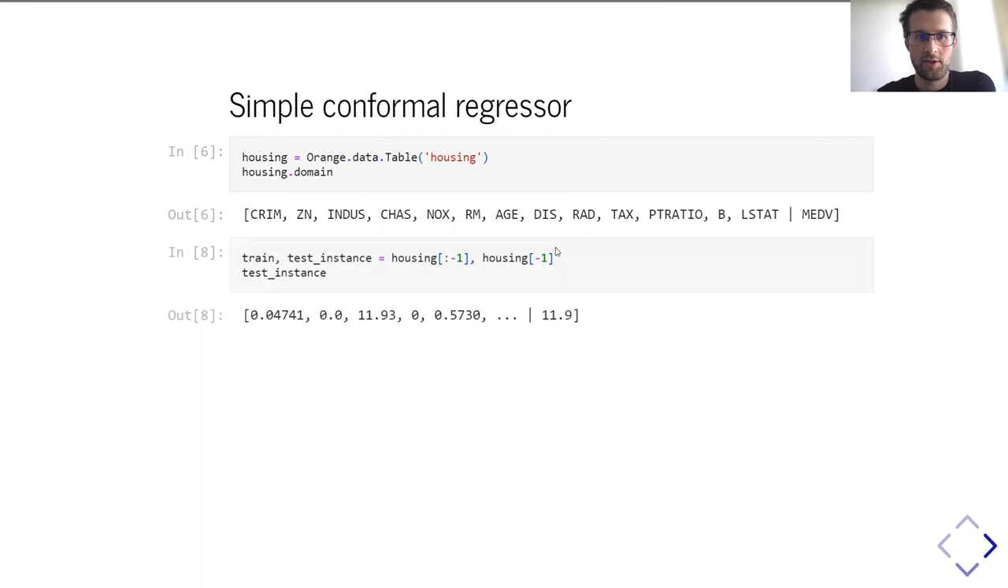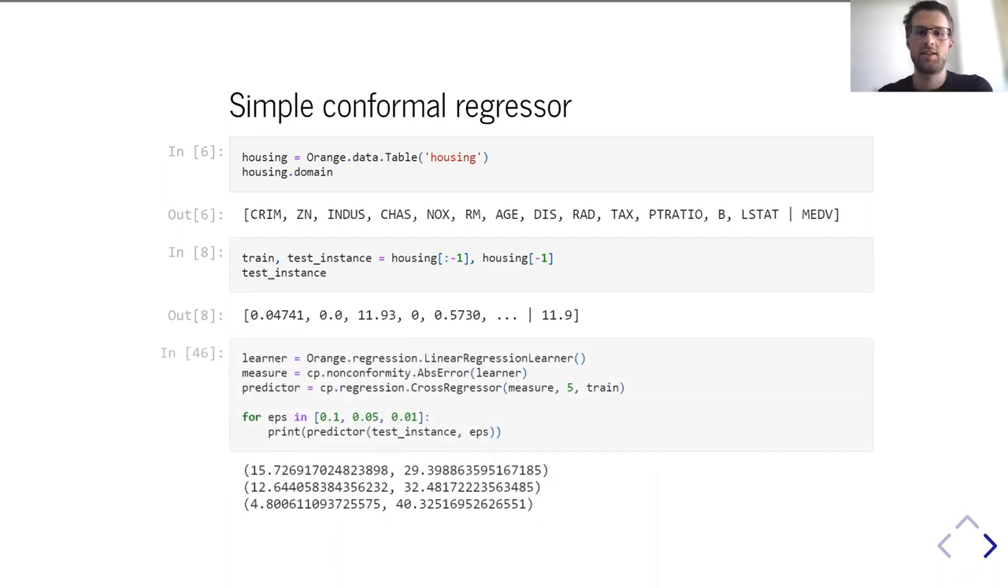Again, let's look at one test instance. The values are on pretty different scales. And we'll do the same as before with the classification. We'll take just a simple linear regression as the underlying model. We'll use the absolute error of the prediction as the non-conformity measure. And then for a change, let's construct a cross regressor, which will use 5 folds and use the training data and the measure that we defined previously.